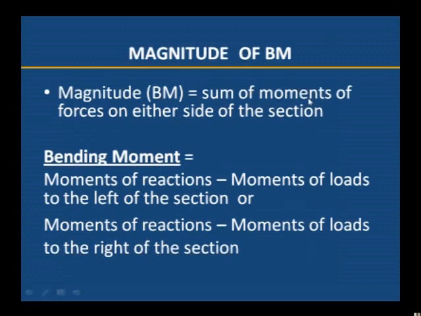Magnitude of bending moment. What we can consider is the moment of reactions minus the moment of the loads to the left of the section, or the moment of the reactions minus the moment of the loads to the right of the section. We can calculate the bending moment from the right side or we can calculate from the left. First we have to take the moment of the reactions, then from that we have to subtract the loads acting into the distance to the point where we need the bending moment.